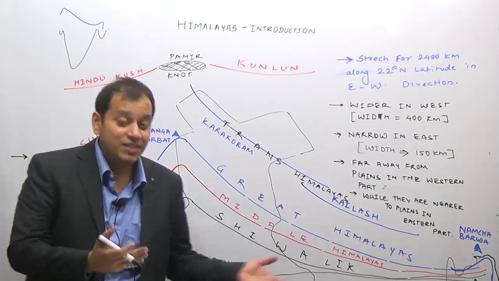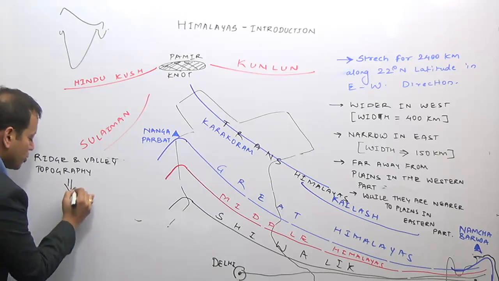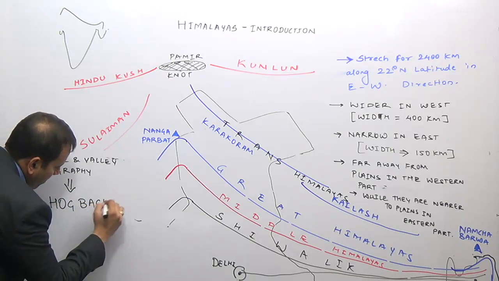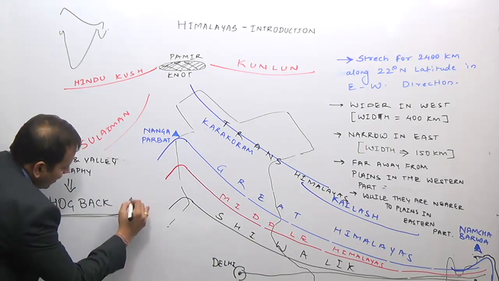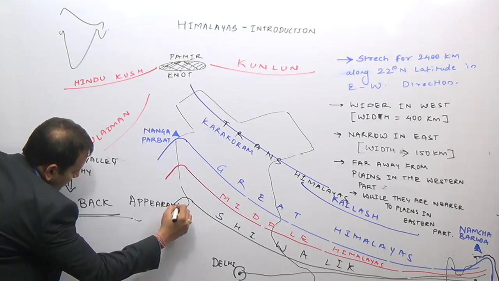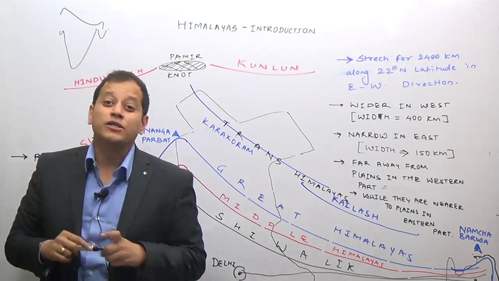There are many hill stations. So this is a ridge and valley topography. Such an appearance is known as a hogback appearance. The Himalayas have a hogback appearance. What is a hog? Hog is a bull.